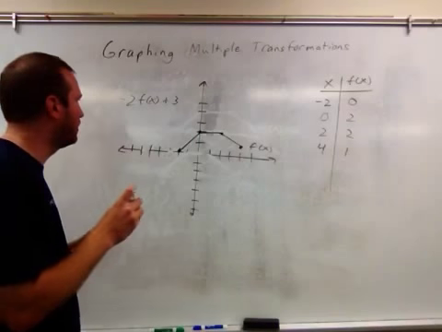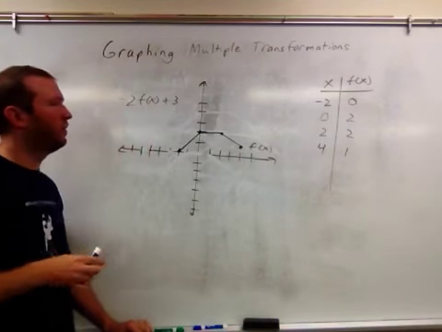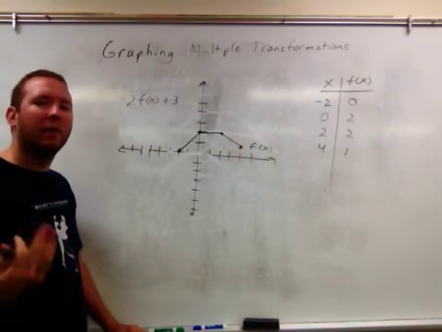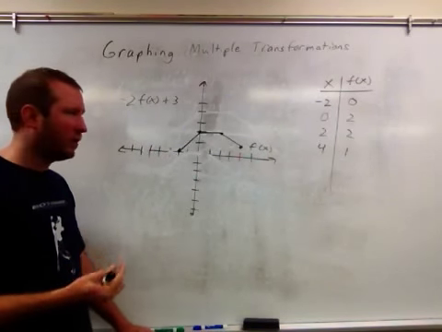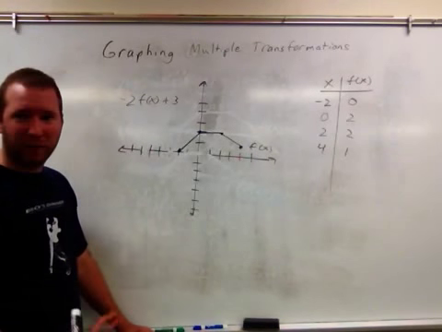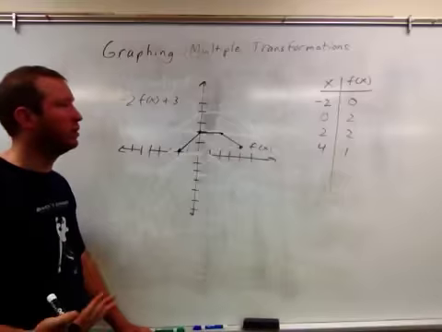We'll look at a tough one here. We've got negative 2 f of x plus 3. We're going to think about what happens with this. One of the things you want to think about is order. It doesn't matter? Well, we know in mathematics that it does matter. We have order of operations to follow.